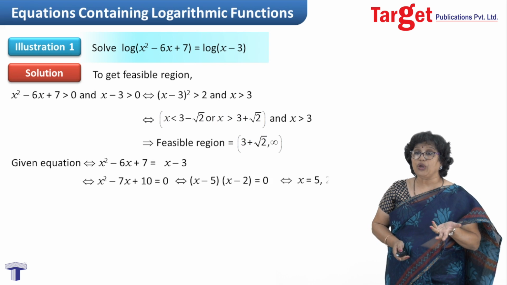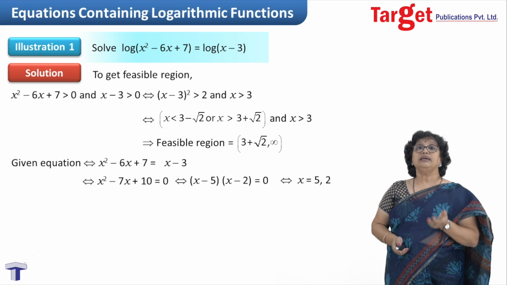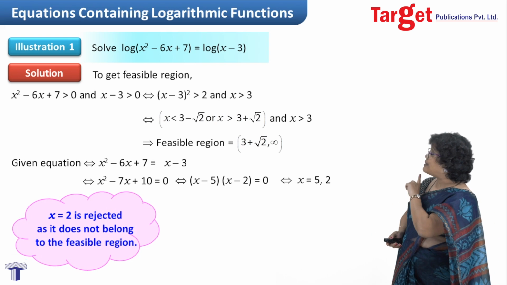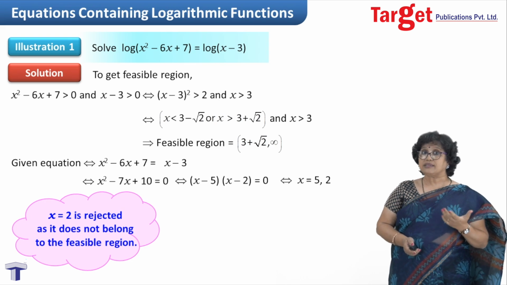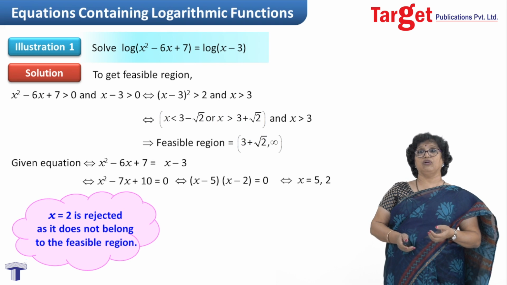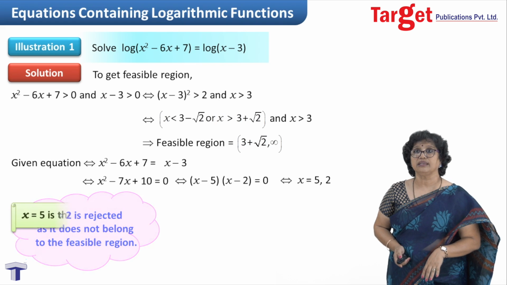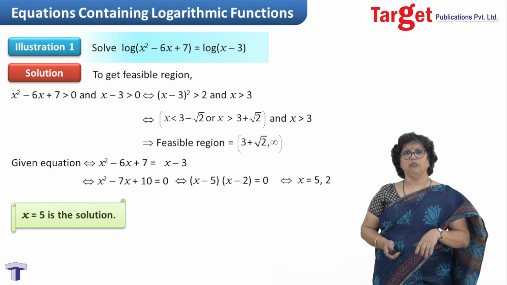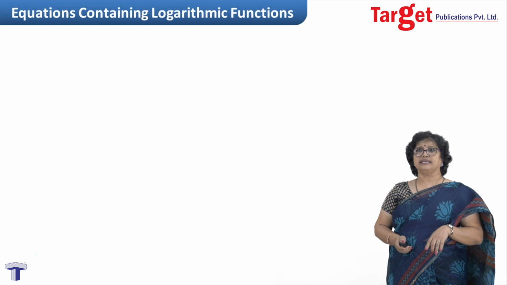Now what do you have to do? You have to check which of them is in the feasible region. And I realize that x equal to 2 is less than 3 plus root 2, so it doesn't lie in the feasible region. So the only option for us is x equal to 5. And that is the solution of the equation. Now, don't you think we should take one more, right? So let us move further and take another example.